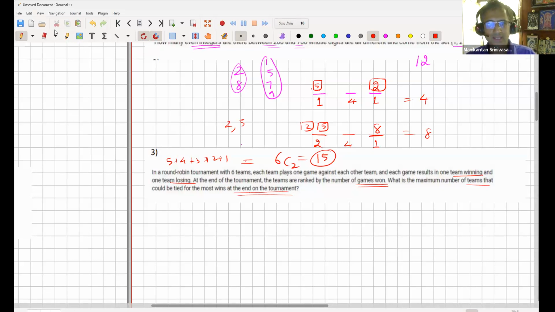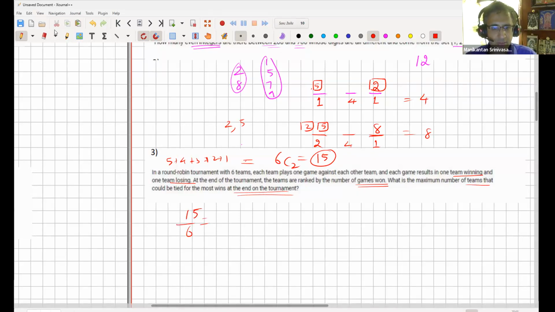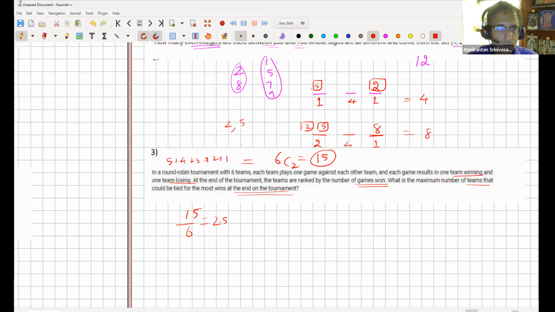Can all 6 teams have the same score at the end of the tournament? No. Why not, Navya? 6 isn't a factor of 15. Exactly. So 15 by 6 is not an integer, right? So not all can have the same points at the end of it. Okay. Now let's work backwards.